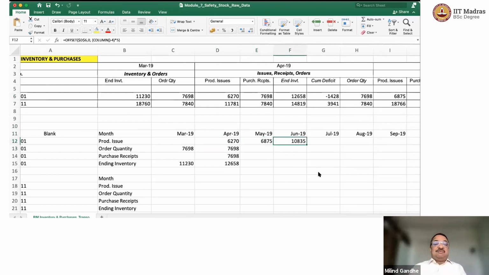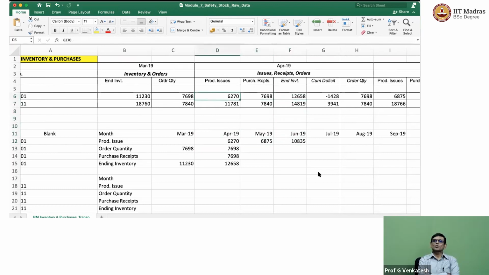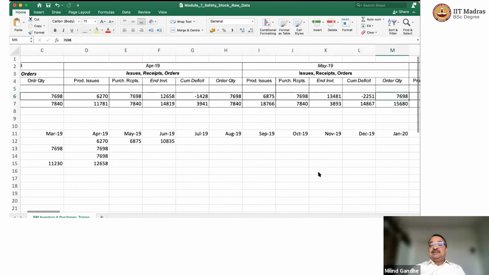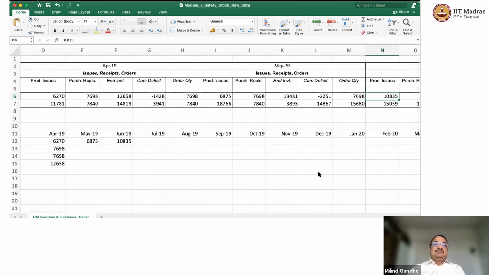If we look at F12, COLUMN will return 6. 6 minus 4 is 2. 2 into 5 is 10. So we want to offset 10 columns from D6. So start from D6 and go 10 columns: 1, 2, 3, 4, 5, 6, 7, 8, 9, 10. Okay, which is what we want.